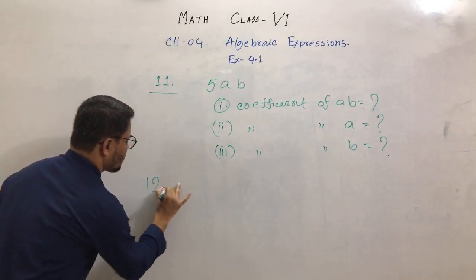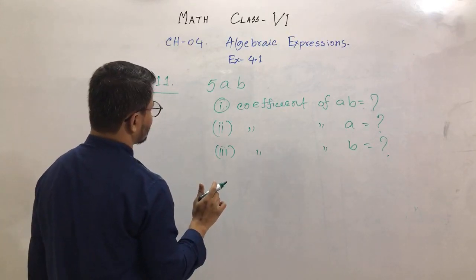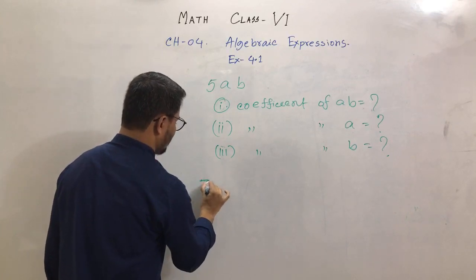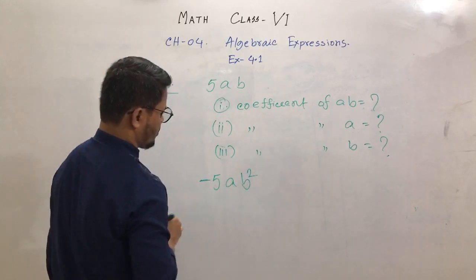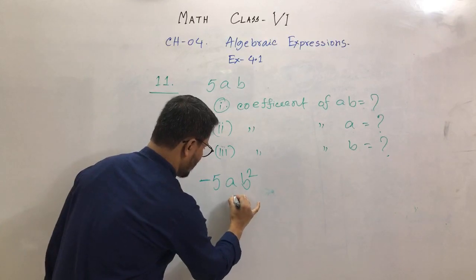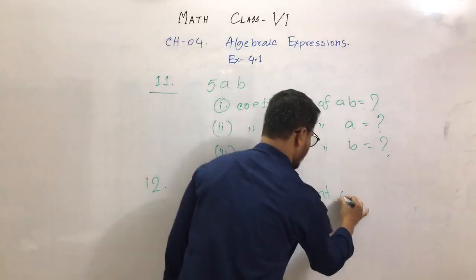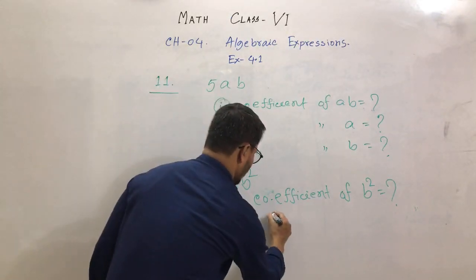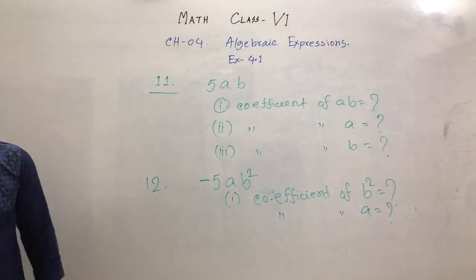And number 12, we can write here minus 5AB square. Coefficient of B square, what? And coefficient of A equals what? This is the number 2.